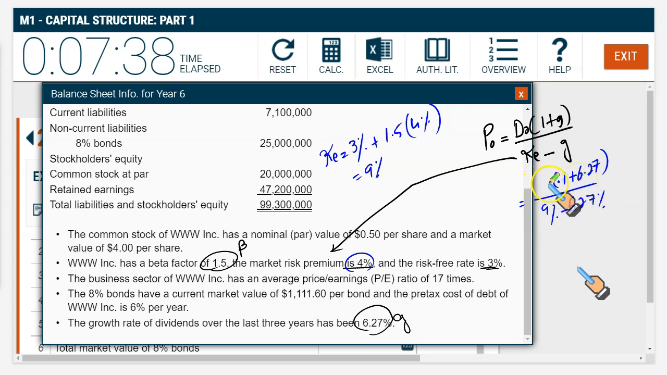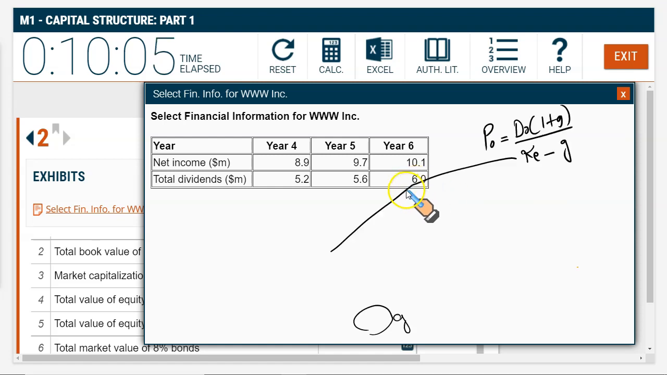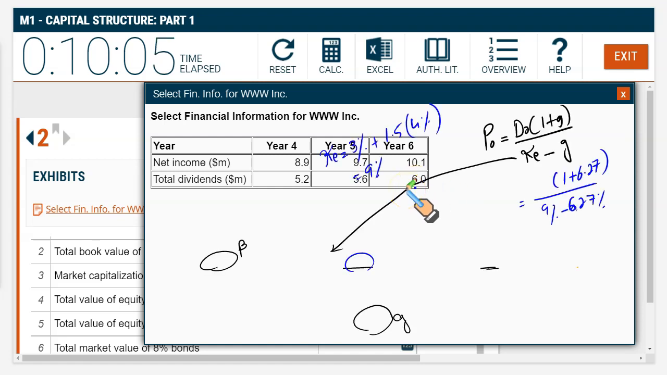Let us find what was the current dividend. So here is the figure for dividends. Now there are two ways you can do it. Either you can put this single value of $6 million dividend directly here. What you will get is the total market capitalization, right? The total value of the firm using the dividend discount model. Else there is a longer route. It will get you the same answer.